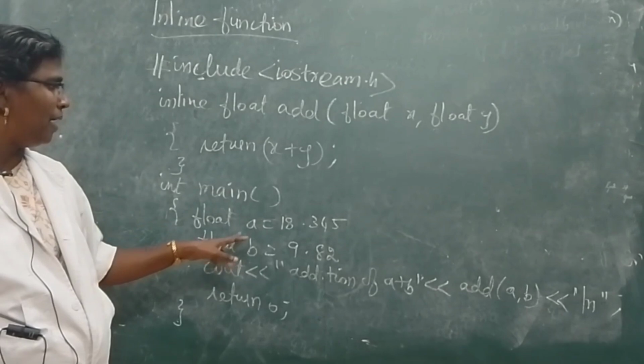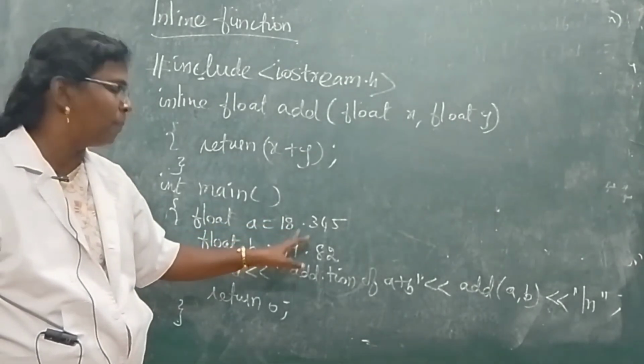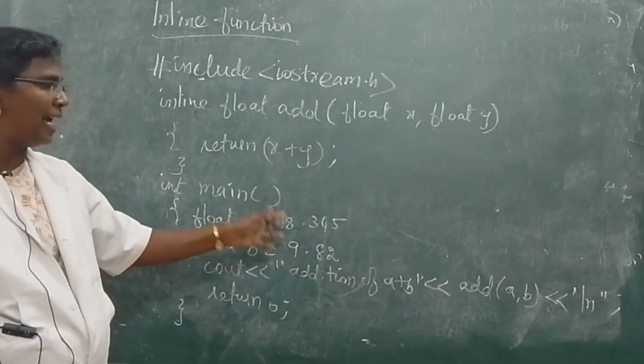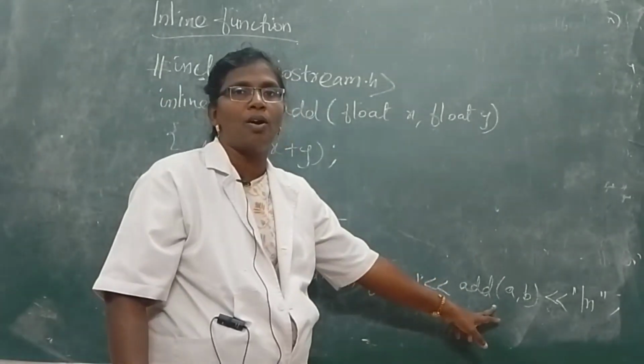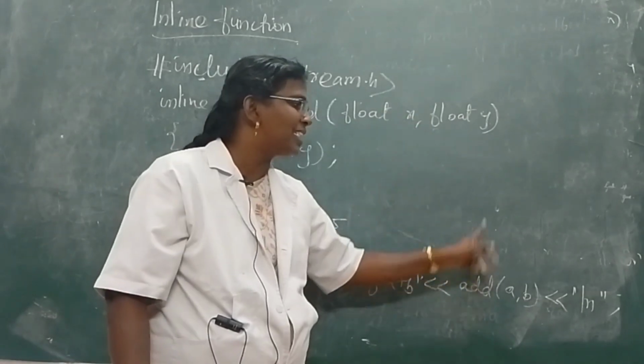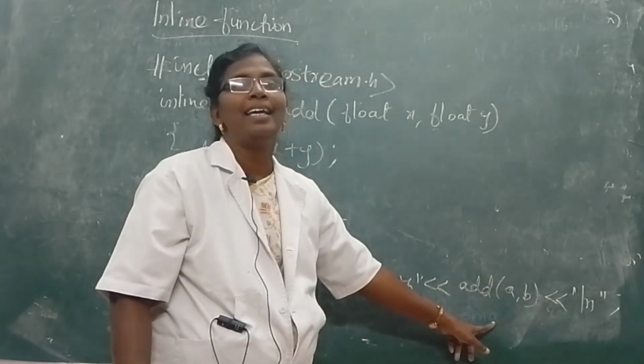So in the main part we have a equal to 18.34 and b equal to 9.82. So the addition: here the function is called, here the inline function is in this place, your code is attached and executed and the result will be given to you.